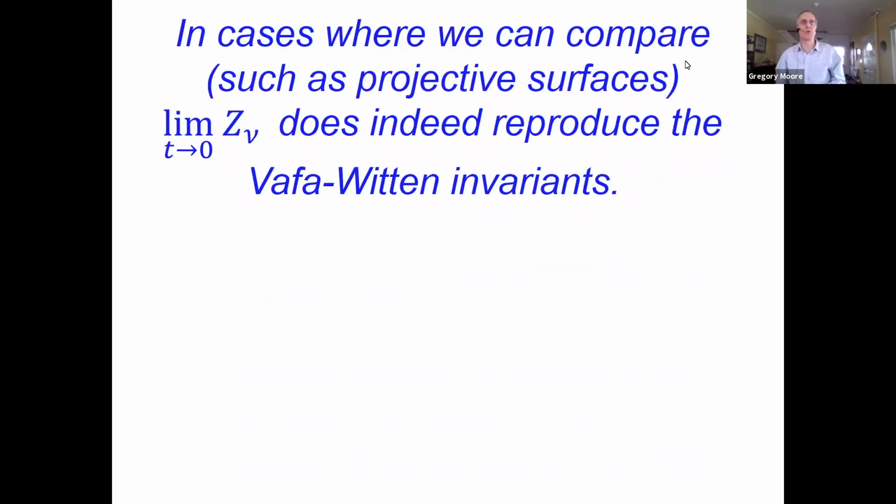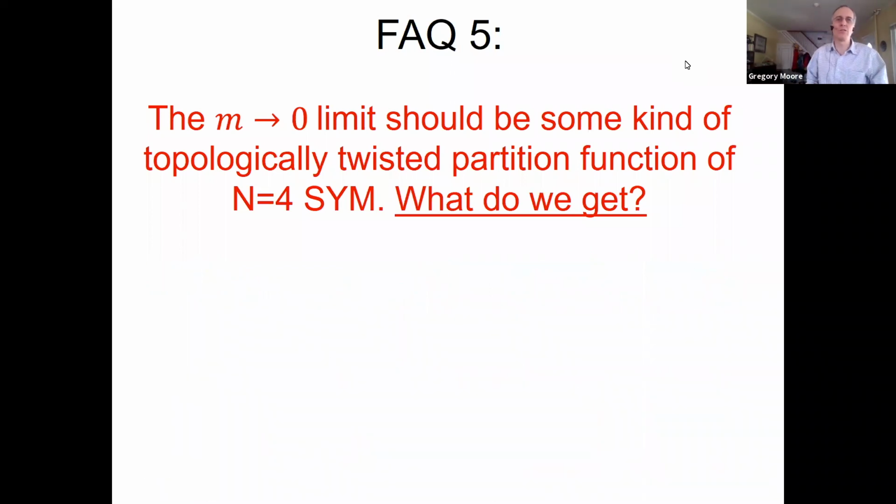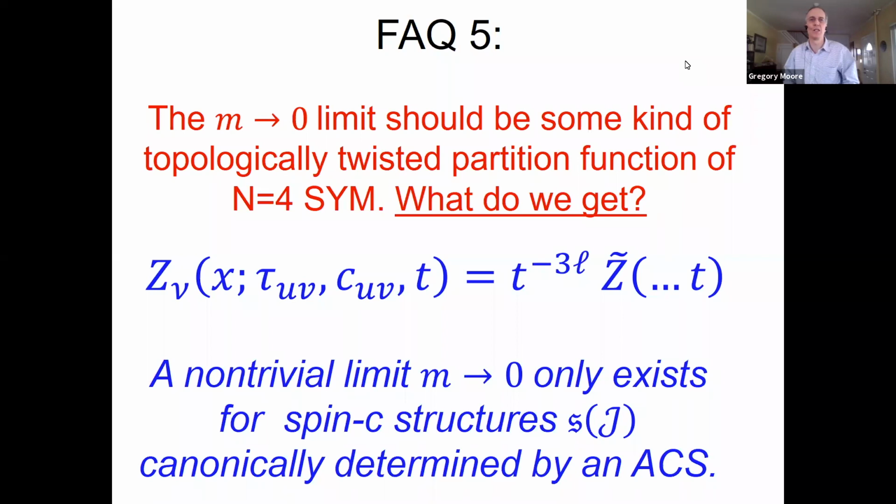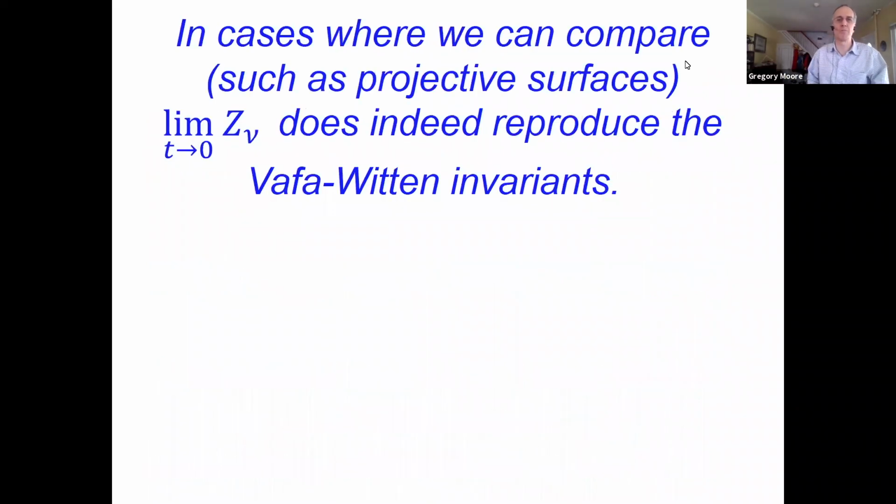And in cases where we can compare, such as projective surfaces, the limit does indeed reproduce the Vafa-Witten invariants. Why Vafa-Witten? Why should Vafa-Witten have anything to do with it? Well, as m goes to zero, as we just discussed, we get N equals four super Yang-Mills. Vafa-Witten is the renowned topologically twisted partition function of super Yang-Mills theory.